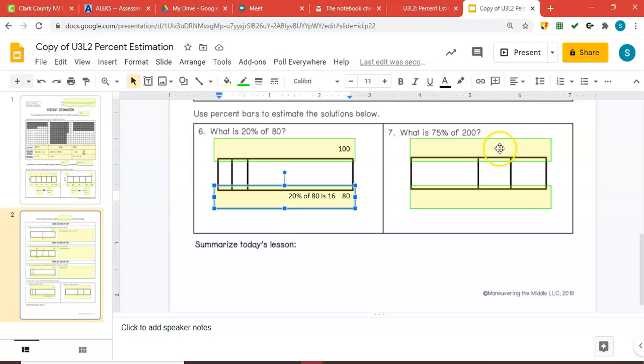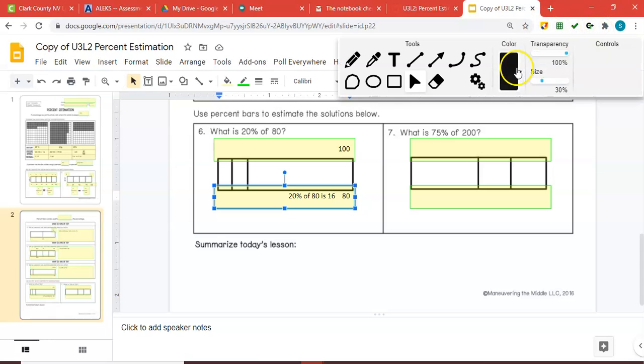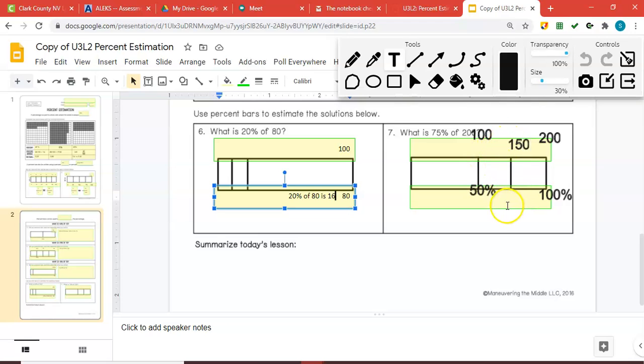75% of 200, well, let's just cut it in half, and I'm going to switch over to the drawing toolbar. So if here we have our 200, and that is 100%, well, half of that would be 100, and that would be 50%. Well, halfway in between those two is 150. So 150 is 75%. So 75% of 200 is 150.